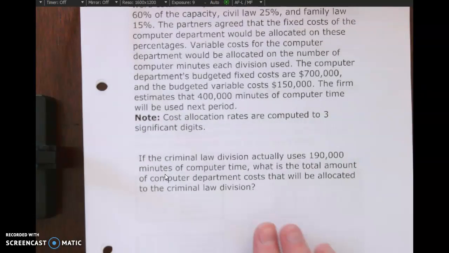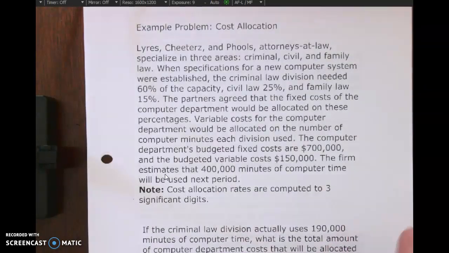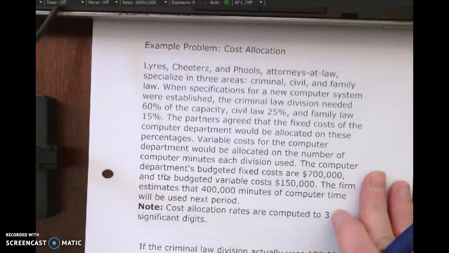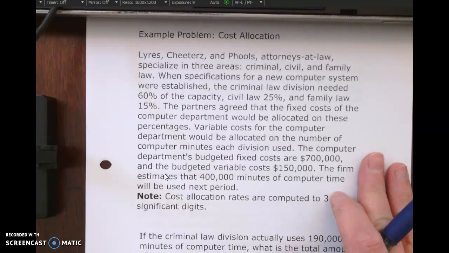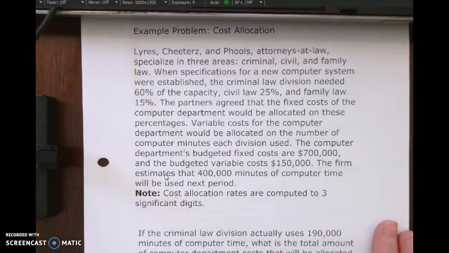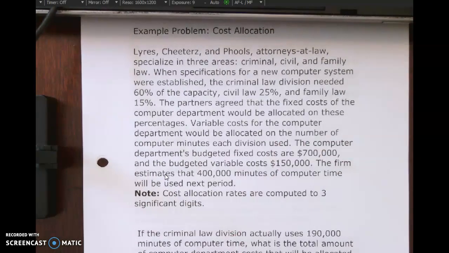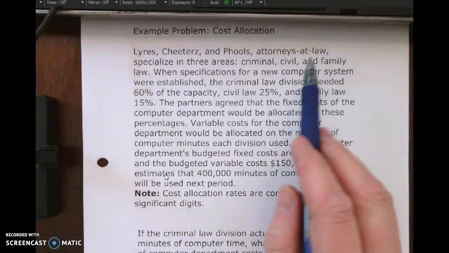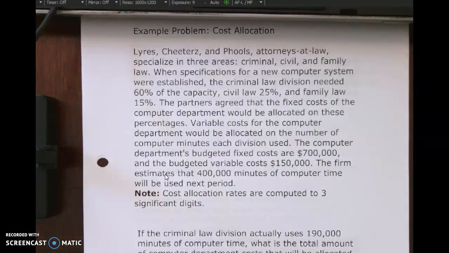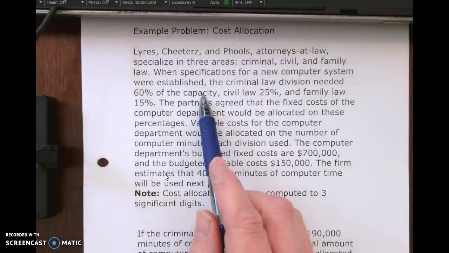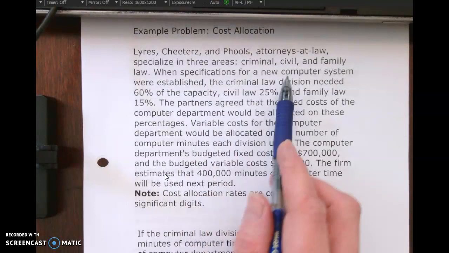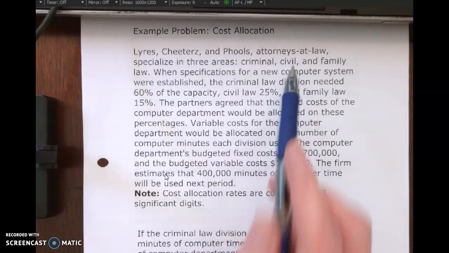So I'm going to go on to the next page, and then we have another problem right over here, okay? Let me move it up some, make sure everything's on the screen. So our lighters, cheaters, and fools, attorneys at law, specialize in 3 areas: criminal, civil, and family law. When specifications for a new computer system were established, the criminal law needed 60% of the capacity for the new computer system. That's what that's telling you.